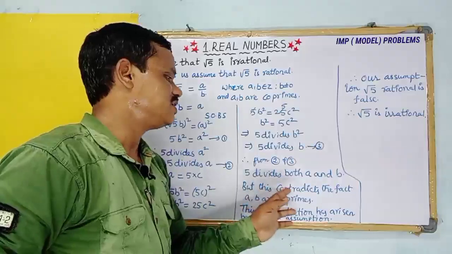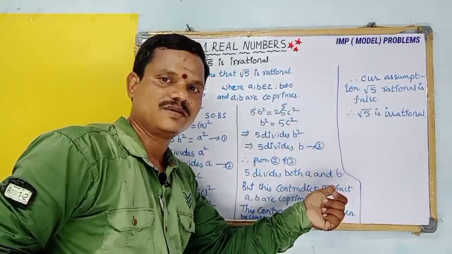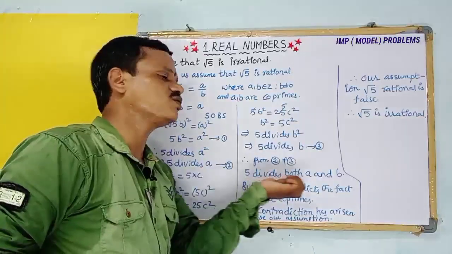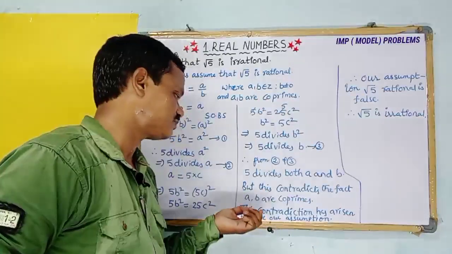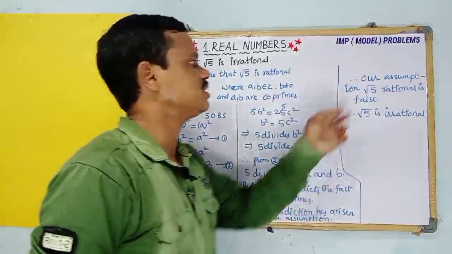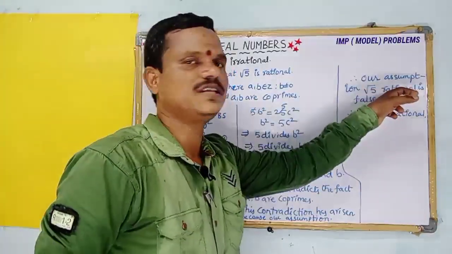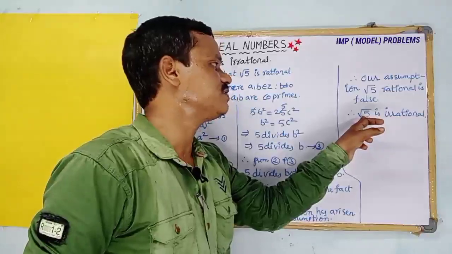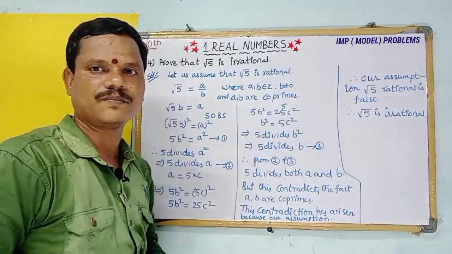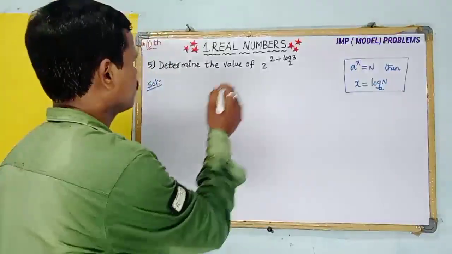But this contradicts the fact that a and b are co-primes. Only 1 is the common factor, but here 5 divides both a and b. This contradiction has arisen because of our assumption. So our assumption that root 5 is rational is false, which means root 5 is irrational. Hence proved.